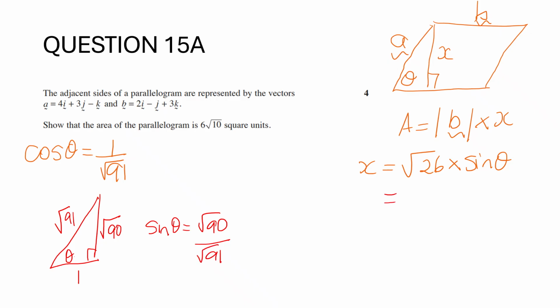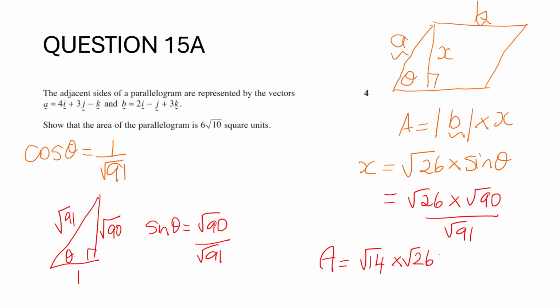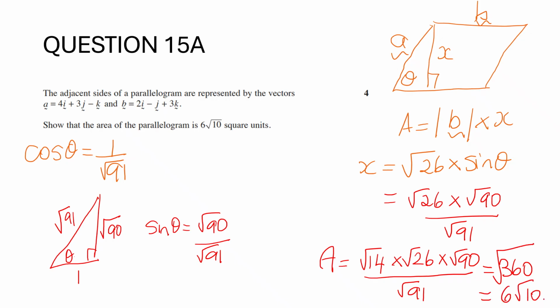So x is equal to root 26 times root 90 over root 91, and so the area of the parallelogram will be magnitude of B, which is root 14, times root 26 times root 90 over root 91, which is 14 times 26 times 90 divided by 91 is 360. Square root, which is 6 root 10.